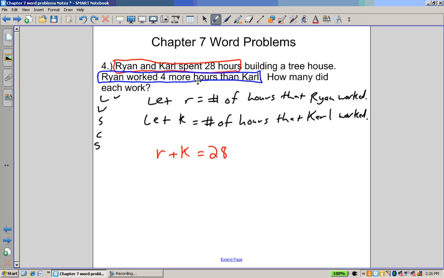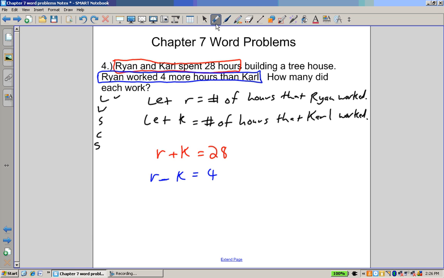All right. So Ryan worked 4 more hours than Carl. I'm going to go with the method that I'd used last time. Who worked more hours? Well, Ryan worked more hours. Carl worked less hours, so we're going to subtract Ryan's hours minus Carl's hours is going to be 4 total hours because Ryan worked more than Carl, 4 more.